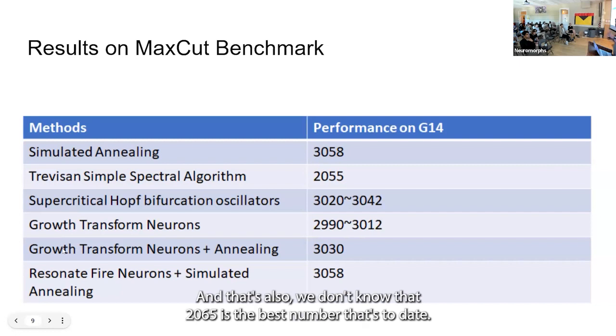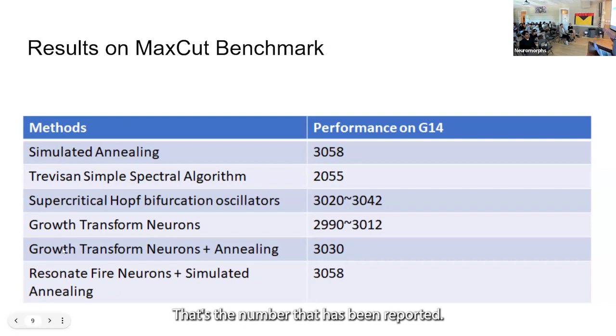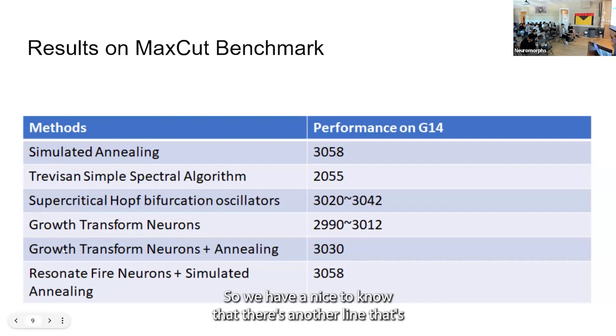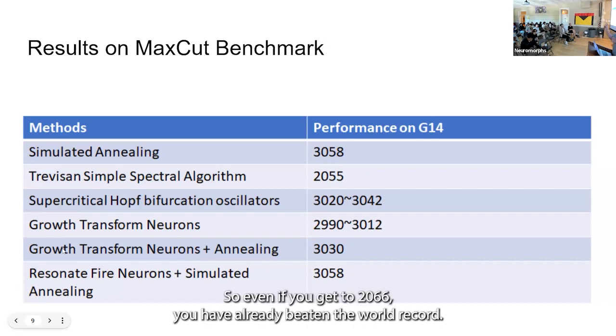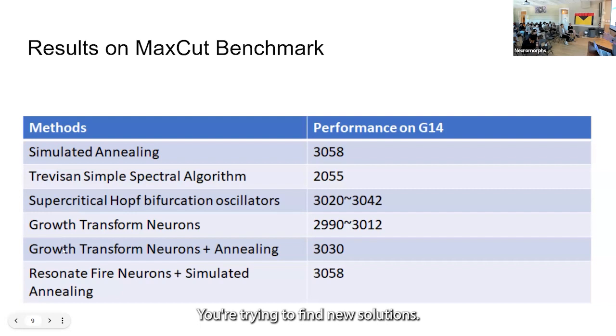And we don't know that 3065 is the best number. That's the number that has been reported to date. So if we can beat that by one, even if we get to 3066, you have already beaten the world record. Put another line there, so we have the gold standard. Again, these tasks are more related to discovery. You're trying to find new solutions to an existing problem.